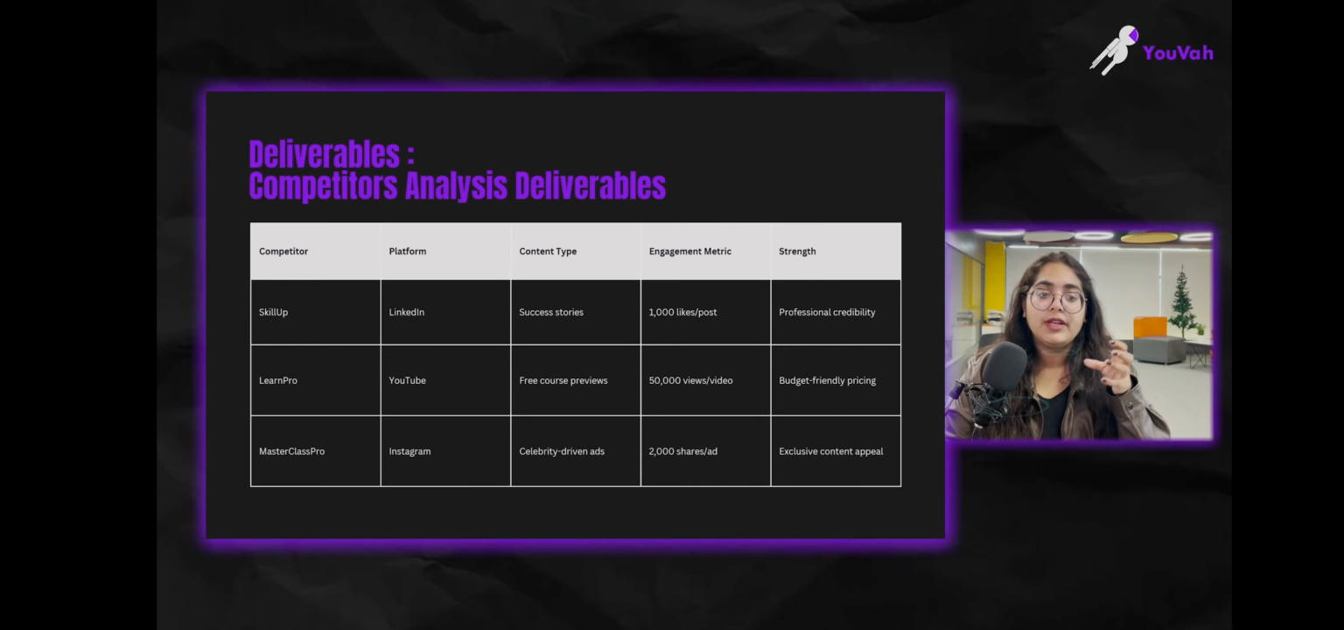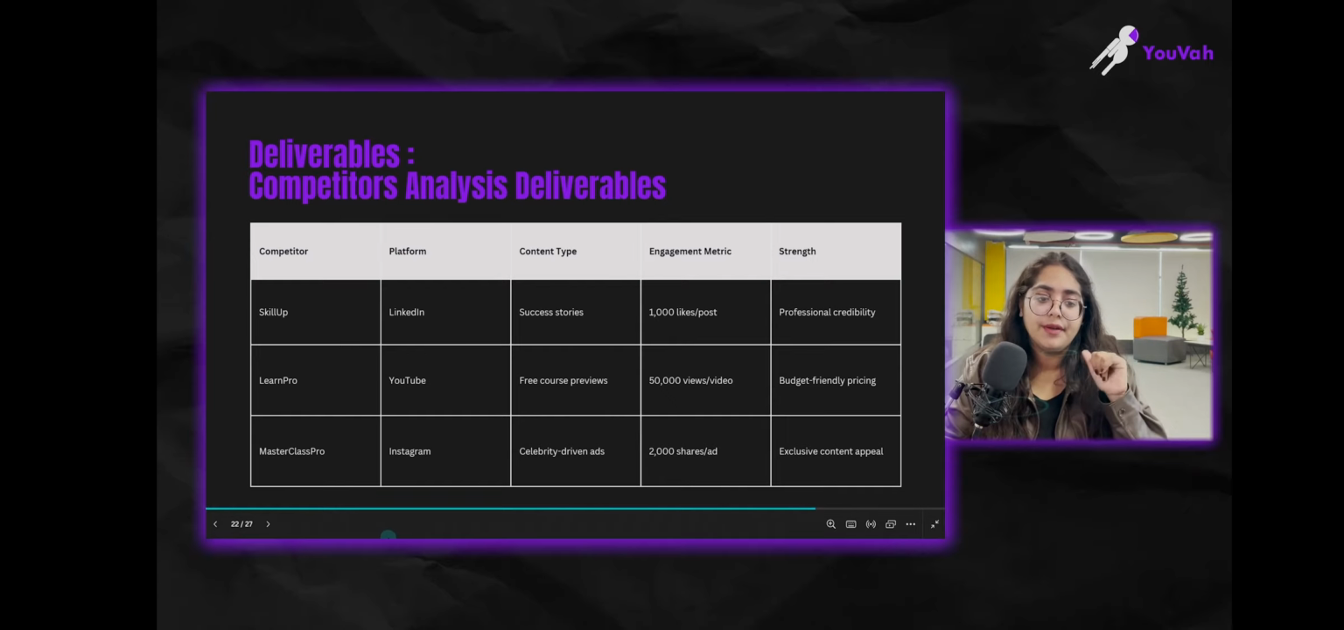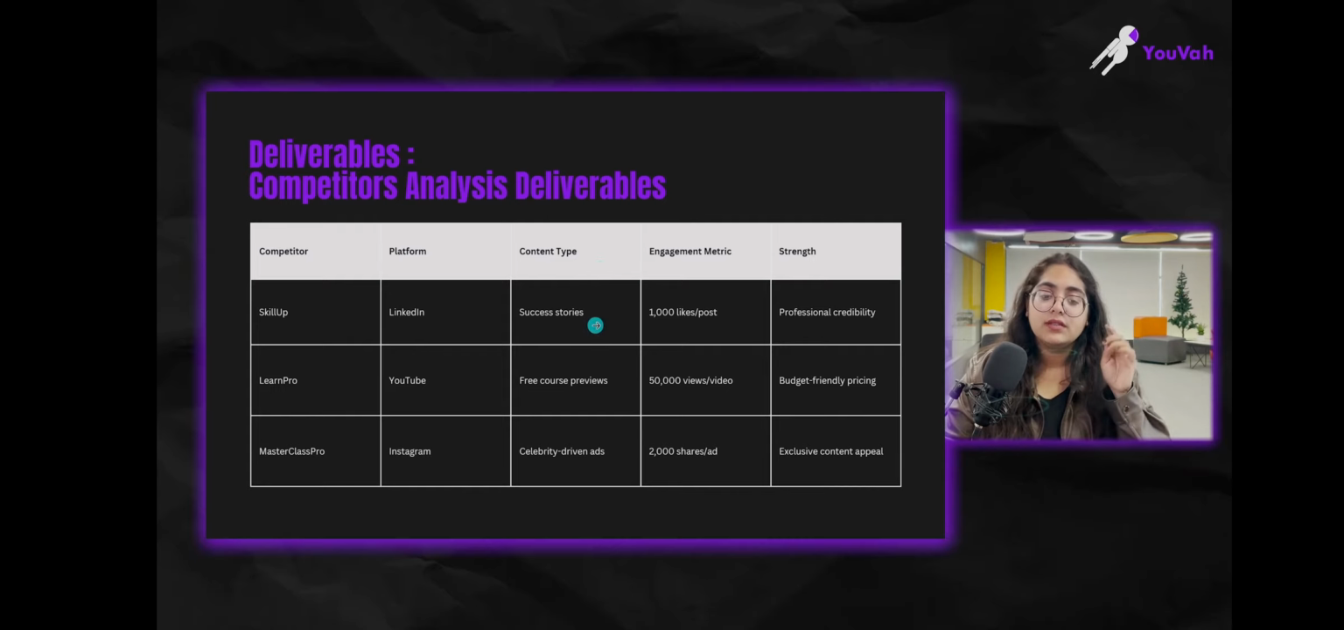So let's look at one by one. If I talk about competitor analysis, here are the deliverables. What we wanted to look at was the name of the competitor, and the platform they are using. SkillUp is using LinkedIn. This one is using YouTube. This one is using Instagram. Okay, perfectly fine. What is the kind of content type they are creating? Success stories, free course reviews, and celebrity-driven ads. So these are the kind of content they are creating.